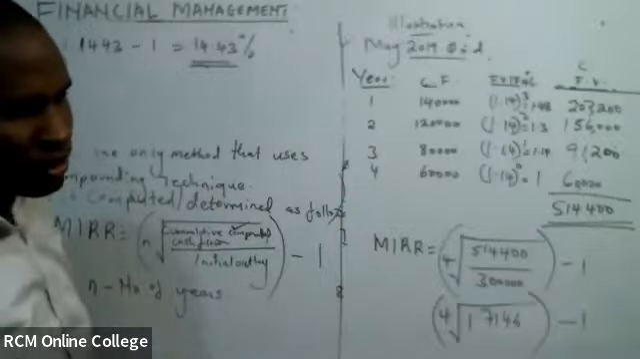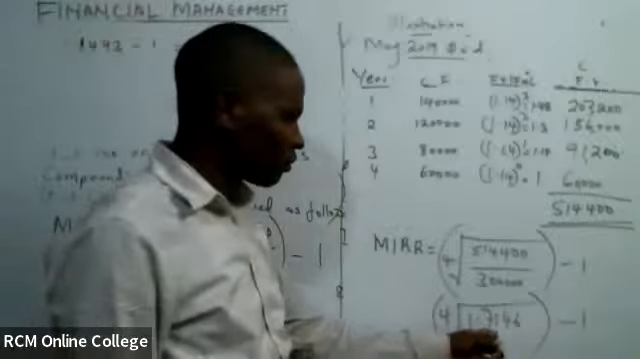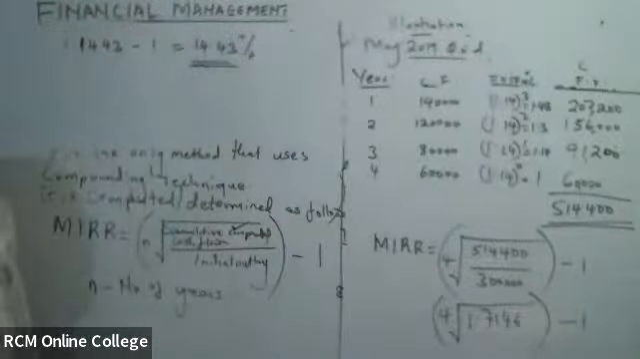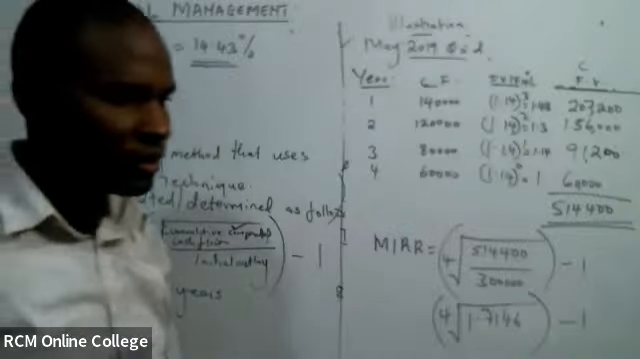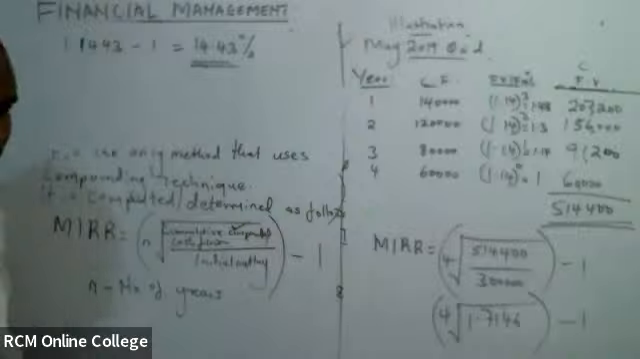So can you make sure that you are getting that? 1.7147, Grace anapata 1.7147, sawa, ni sawa tu. Now get the fourth root of that.